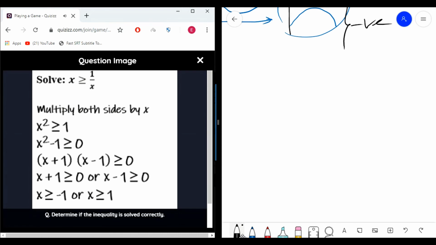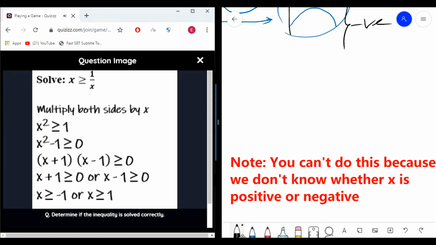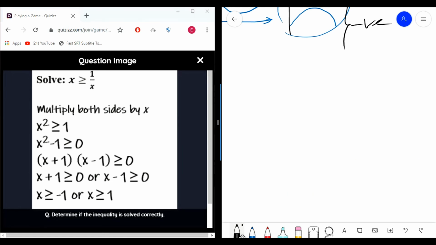Obviously, this is wrong because this is an inequality and not an equation. You cannot do this. The correct way to do it is, let me show you. x greater or equals to 1 over x. Then you subtract 1 over x from both sides. So x minus 1 over x is greater or equals to 0. Next, you combine into one fraction. x squared minus 1 over x is greater or equals to 0.